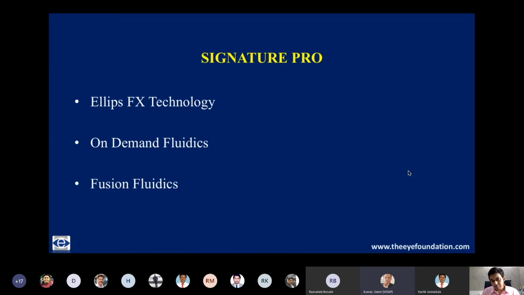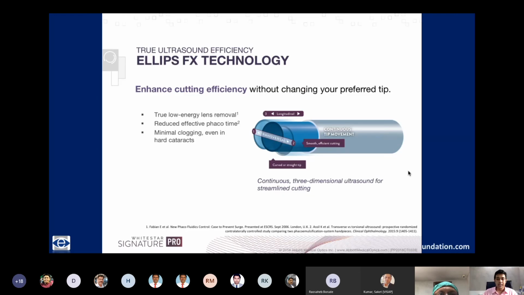Essentially, with the Signature Pro, the advantages that we get are the Ellipse FS technology, which was already available earlier in the Signature as well, and the fluidics, which has also seen great enhancement, which is the on-demand and the Fusion fluidics, and I'll cover it quickly. With the Ellipse technology is the advantage of enhanced cutting efficiency, because the FECO tip has a continuous tip movement both in the longitudinal as well as in the transverse or elliptical direction, thereby helping real low energy lens removal, reducing effective FECO time.